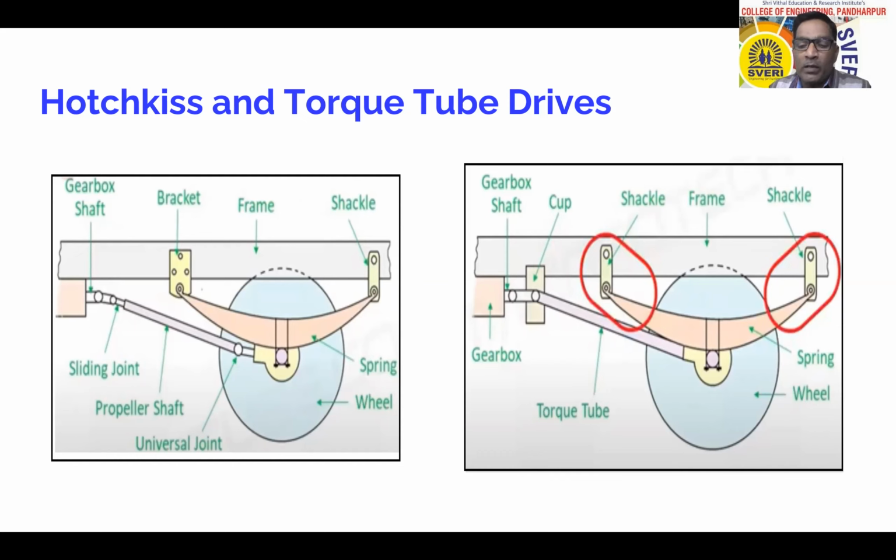So these two types are there. This one is the Hotchkiss type, or generally called the Hotchkiss type propeller shaft, and this one is the torque tube type propeller shaft. Now let us see one by one.